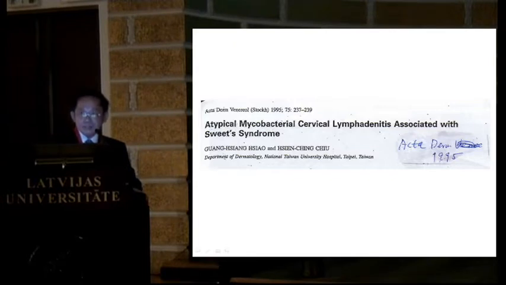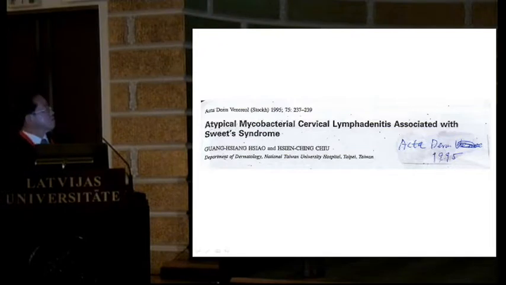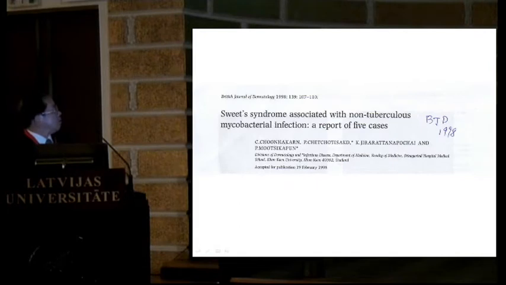Actually, in the 1990s, in the last century, actually 20 years ago, there was a report. The first report was also from Taiwan, National Taiwan University, my colleague, Dr. Chu. And 1 year later, also from Thailand, the same kind of problem. So this was neutrophilic dermatosis. At that point, it was called Sweet syndrome.